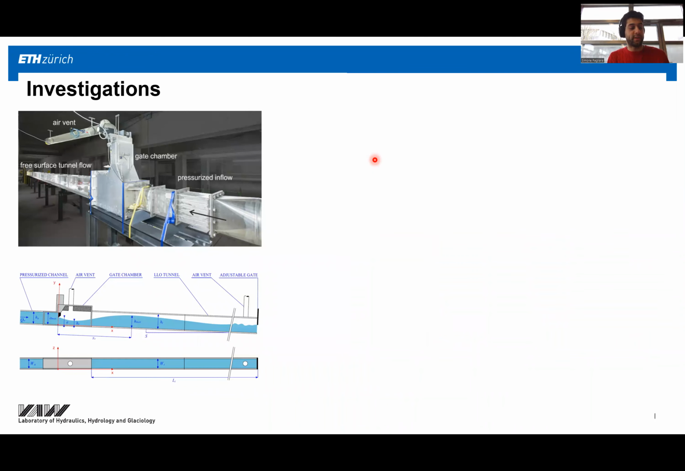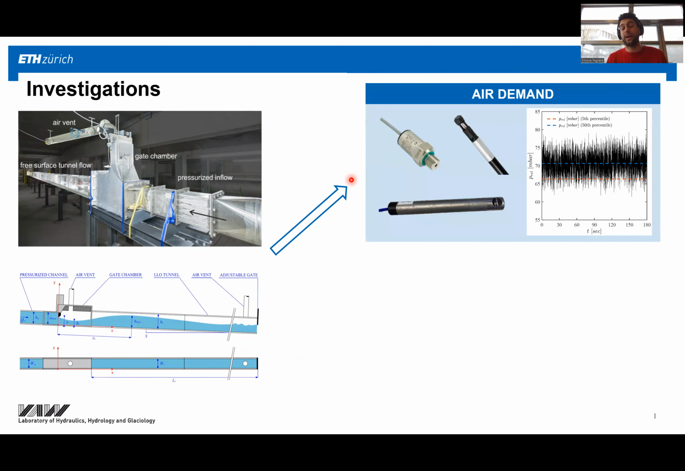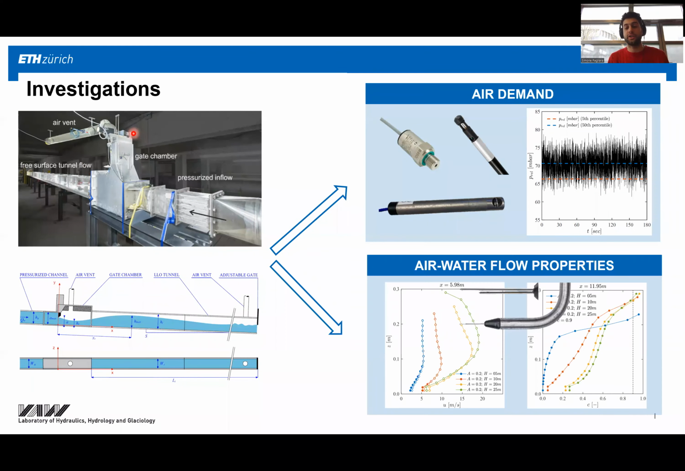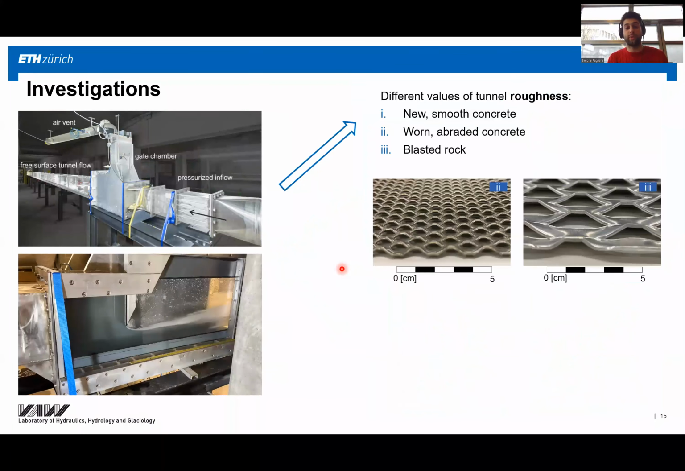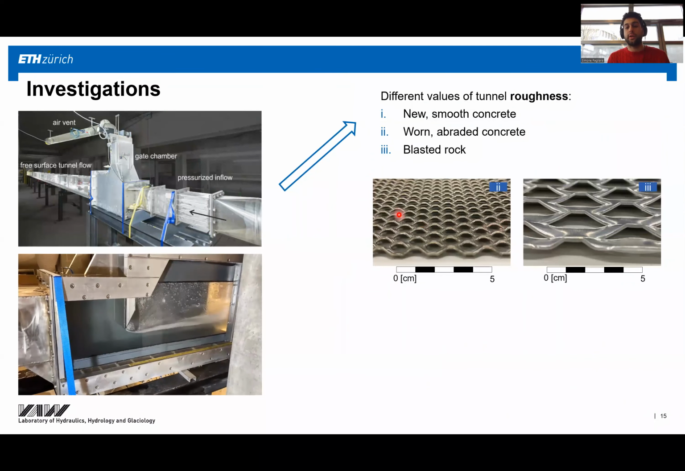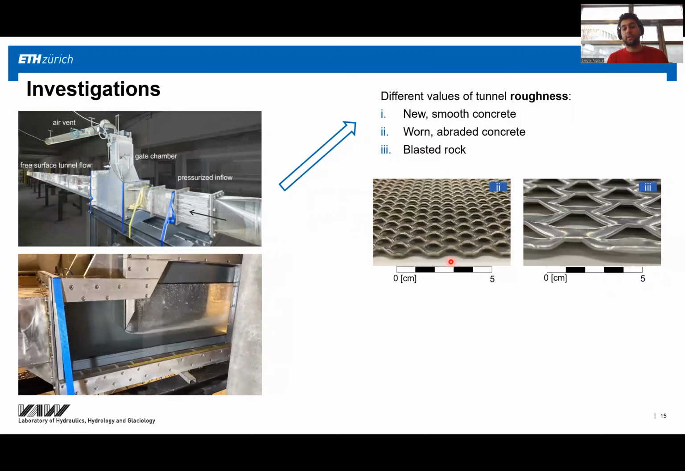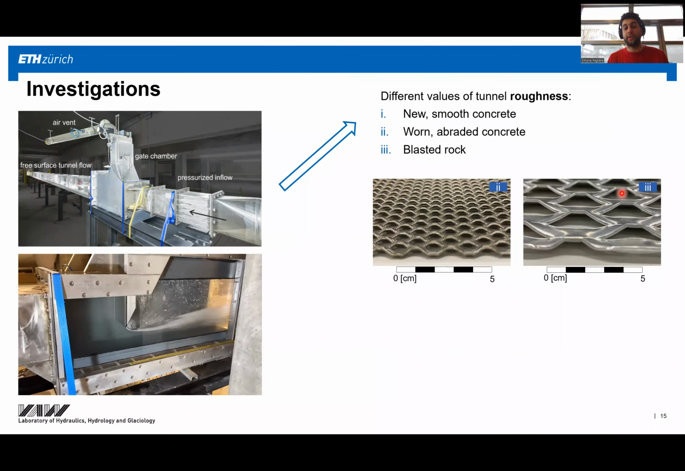And just to wrap things up, because we are going a bit late, I would like to present the investigation that I'm carrying out. I'm carrying out air demand investigations where I'm using pressure sensors along the tunnel and also anemometers in the air vent to get air velocities and then infer air discharges. And I'm performing probe tests to get air-water flow properties.